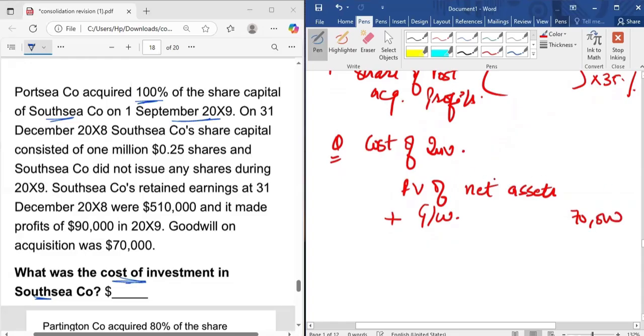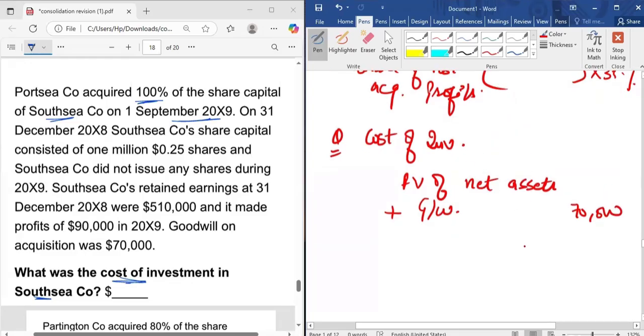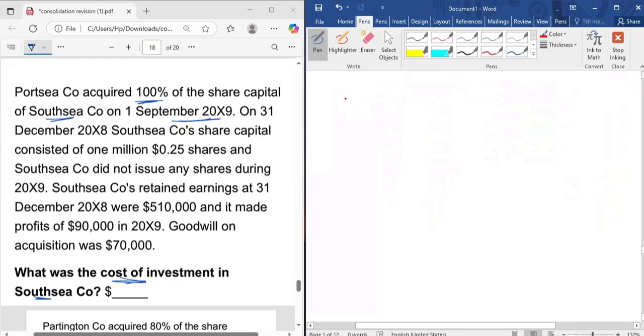Now I have to work on this fair value of net assets. I have already told you that this fair value of net assets is made up of share capital and our retained earnings at the date of acquisition. So see, the share capital is 1 million and each share is worth 0.25. So multiply 1 million with 0.25.